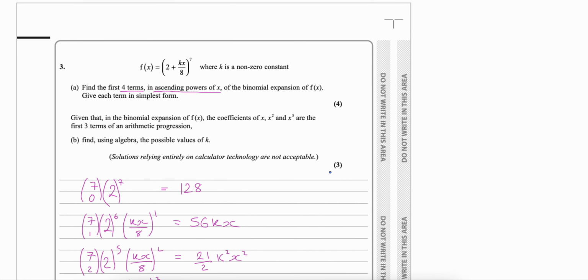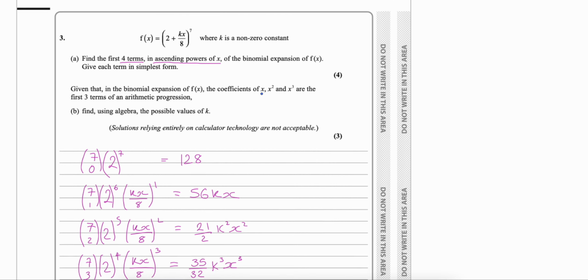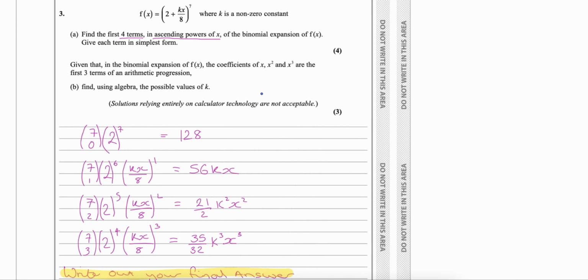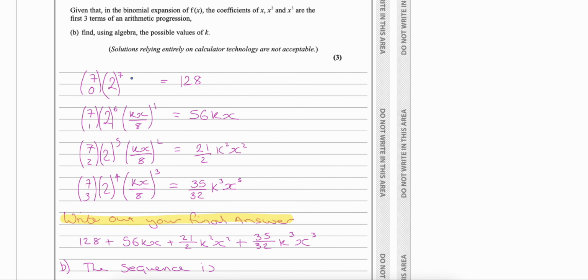Find the first 4 terms of the expansion. So this was pretty well answered. So remember this 7 choose 0 on your calculators, you can write as 7C0 and 7C1, 7C2, 7C3. So you should simply do 7C0 times 2 to the 7. Let the calculator do the work.